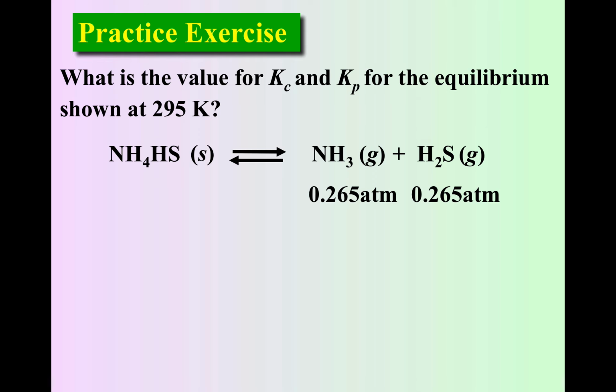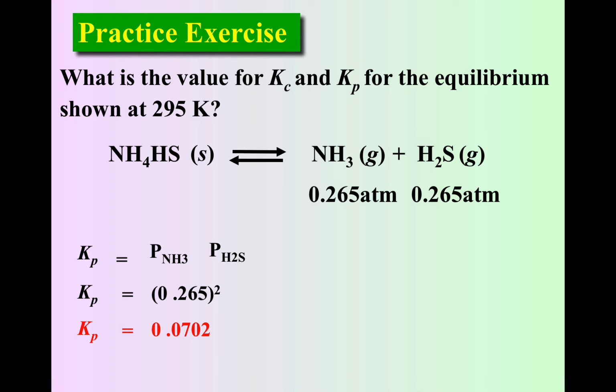What is the value for Kc and Kp for the equilibrium shown? So the solid doesn't appear. So we look at the pressure of the ammonia gas and the dihydrogen sulfide gas. We plug them into the Kp expression, right? So atmospheres times atmospheres. I end up with Kp being equal to 0.0702. Notice, guys, there is no unit for equilibrium expressions.